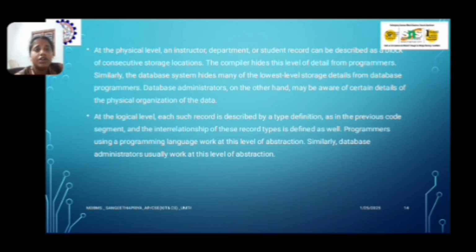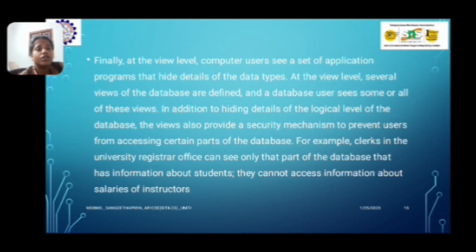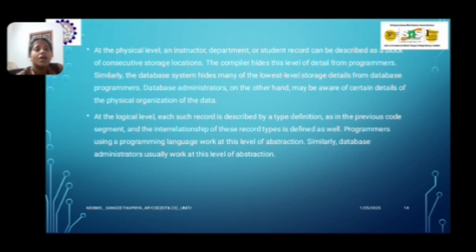At the physical level, an instructor, department or student record can be described as a block of consecutive storage locations. The compiler hides this level of detail from the programmers. Similarly, the database system hides many of the lowest-level storage details from the database programmers. Database administrators, on the other hand, may be aware of certain details of the physical organization of the data.